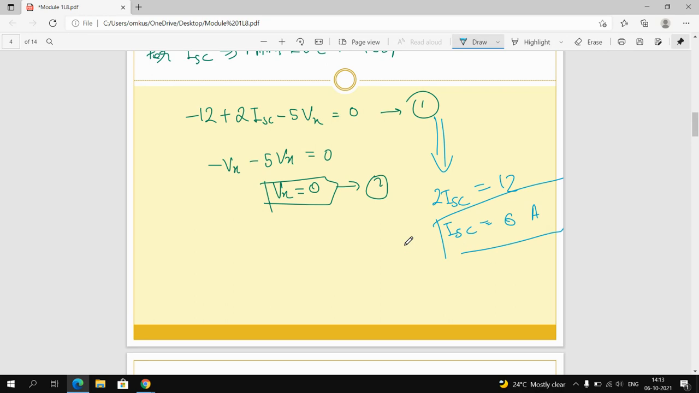Now you have ISC and VOC. So what is the value of RTH? RTH or RN is equal to VOC upon ISC, right? So VOC is 18 volt and ISC is 6 ampere. So what is the value of RTH? RTH value is 3 ohm.